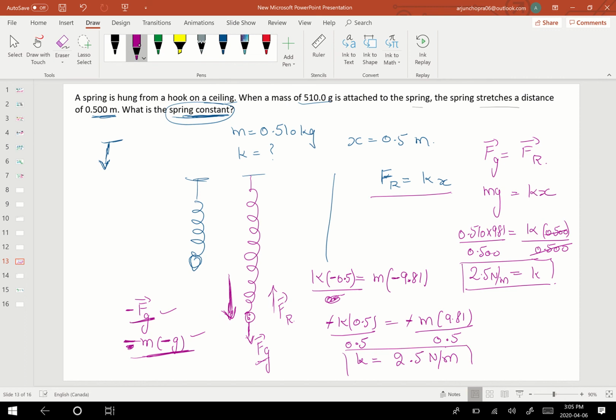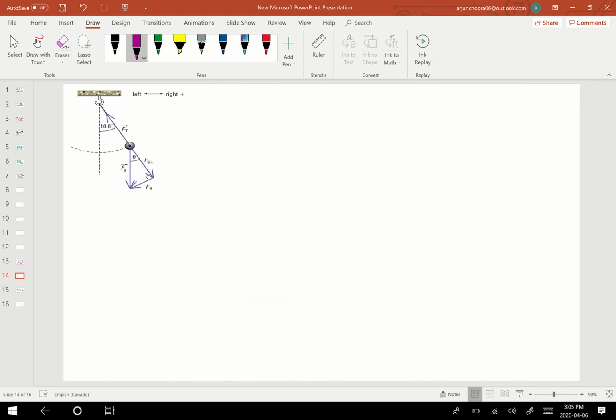So we've already said that this is not a directional quantity, so direction does not affect the K. It'll always be positive. That's the spring stiffness or spring constant value. So let's now look into another problem. Hopefully you are able to understand this one.